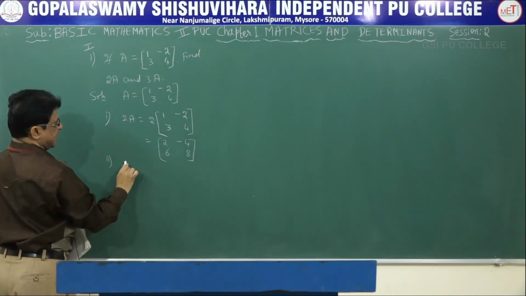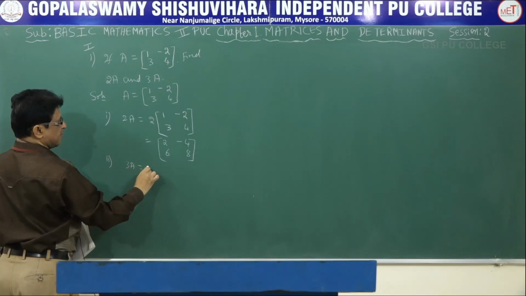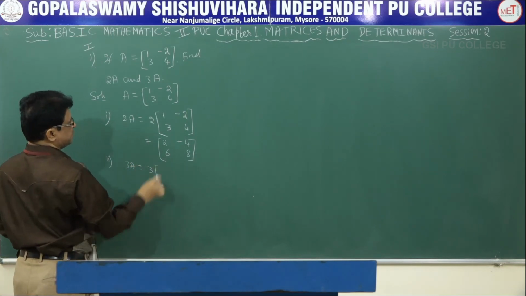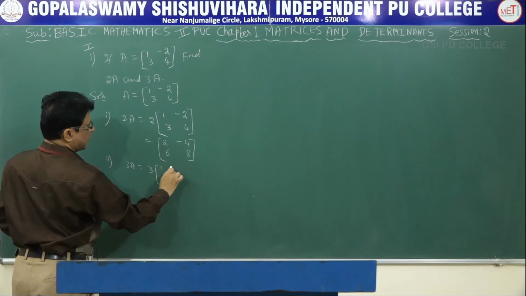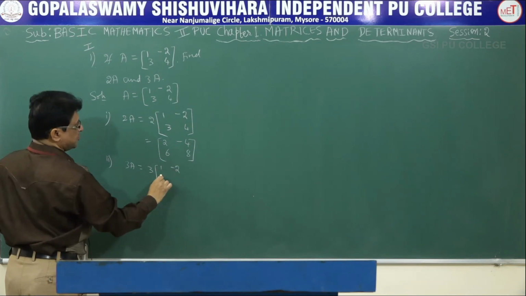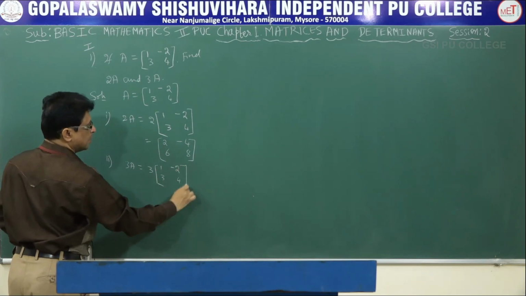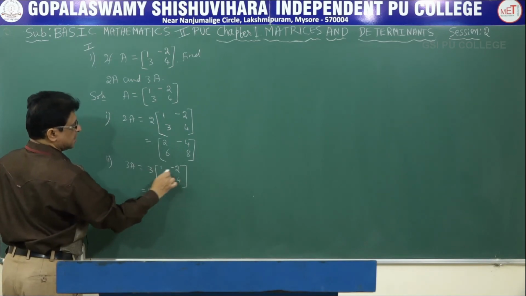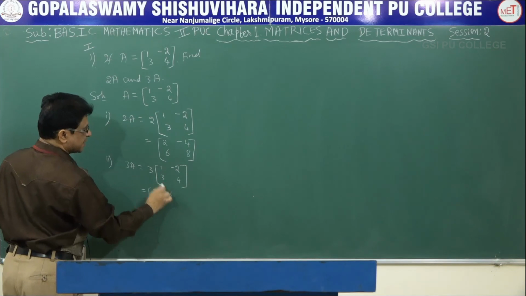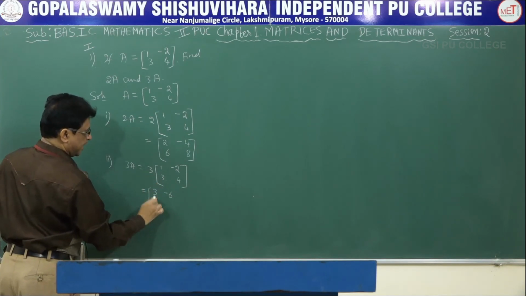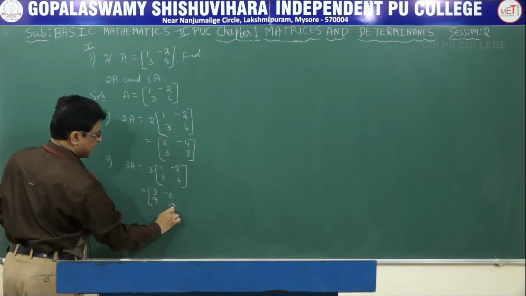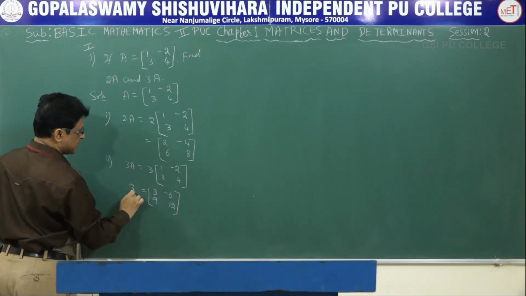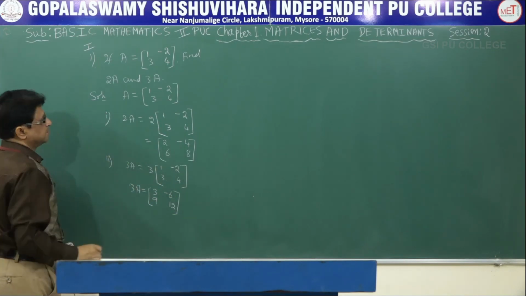Next is 3A. So 3A is equal to 3 into the matrix A, 1, minus 2, 3, 4. So this will be equal to 3 into 1, 3. 3 into minus 2, minus 6. 3 into 3, 9. 3 into 4, 12. So this is 3A.